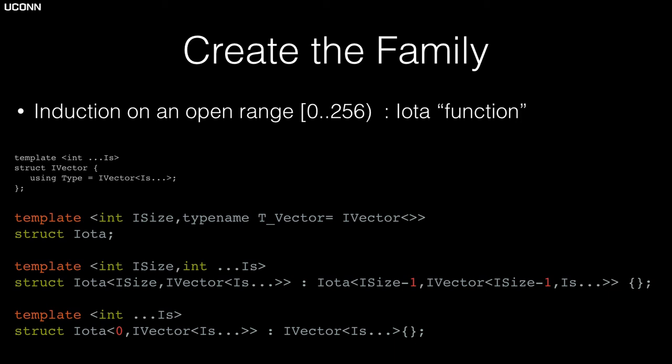What have I achieved here? I've achieved something very simple. If I say iota 10 will inherit from iota 9, from iota 8, from iota 7, from iota 6, all the way to iota 0, and iota 0 is an I vector. And the I vector, we've seen it here, has inside of it a type which is I vector with the parameter pack. So therefore it has the type I vector 0, 1, 2, 3, 4, 5, 6, 7, 8, 9. Done. I programmatically create an arbitrary member of the I vector family by using the iota template.